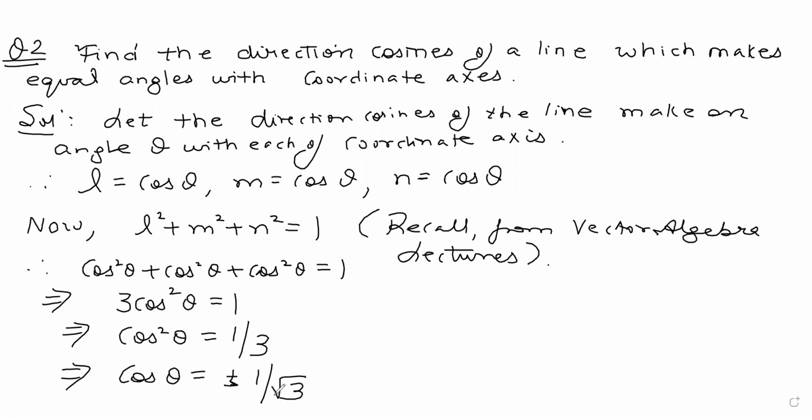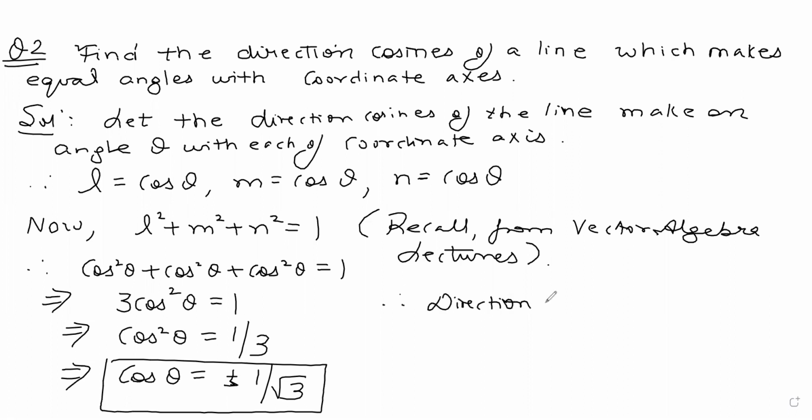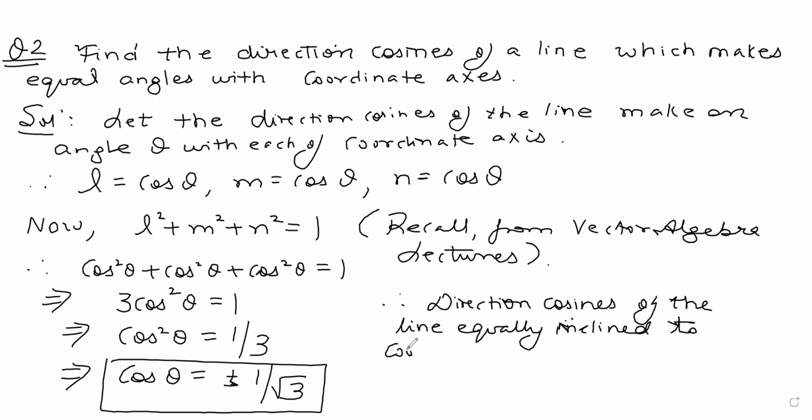So what will my direction cosines be? My cos theta has come out as plus minus 1 upon root 3. Therefore, I can say that the direction cosines of the line equally inclined to the coordinate axis are, what are my direction cosines?